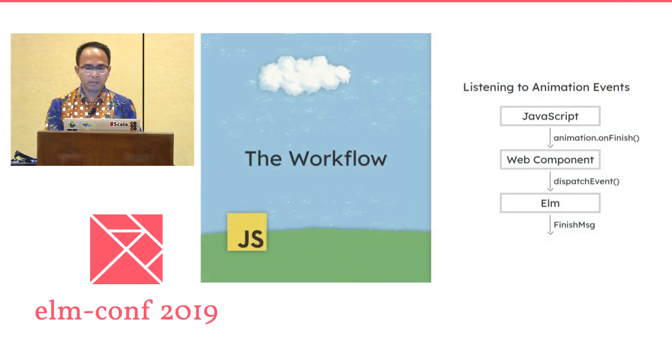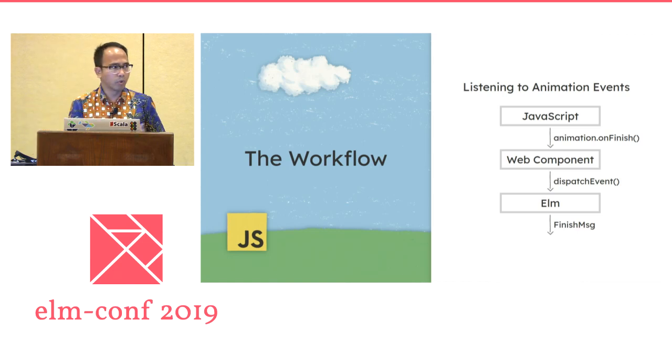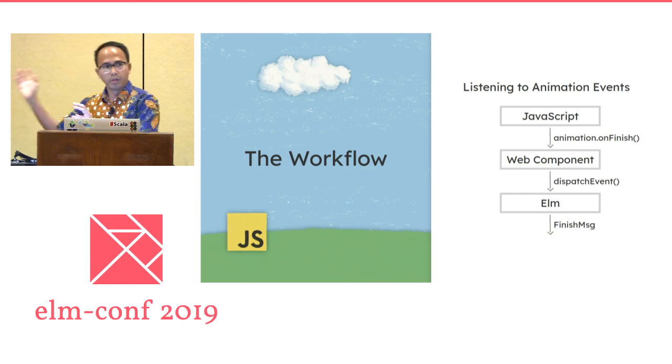And then the other way around, if you want to listen to an animation event, for example, we want to know when this animation is finished, we're going to subscribe to this on animation finish for that animation, and then inside of the web component, we're going to dispatch a new event. That way, inside of the Elm component, we can just listen to that, and then we can tag it with a message and do something about that.